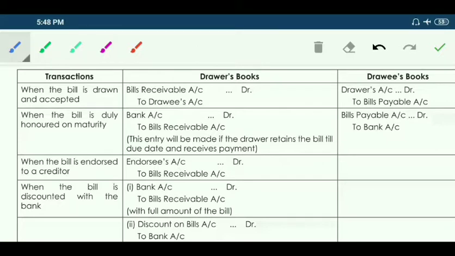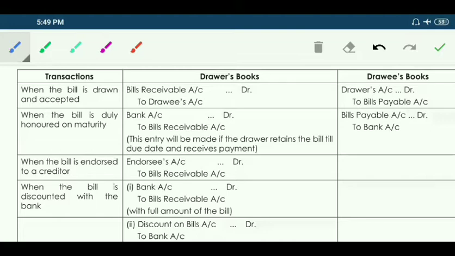There are mainly two parties. One is the drawer, another is the drawee. The drawer is the seller, that means he is the creditor. The drawee is the buyer, that means he is the debtor. The drawer draws the bill on the drawee because he has the right to receive the money from the drawee.